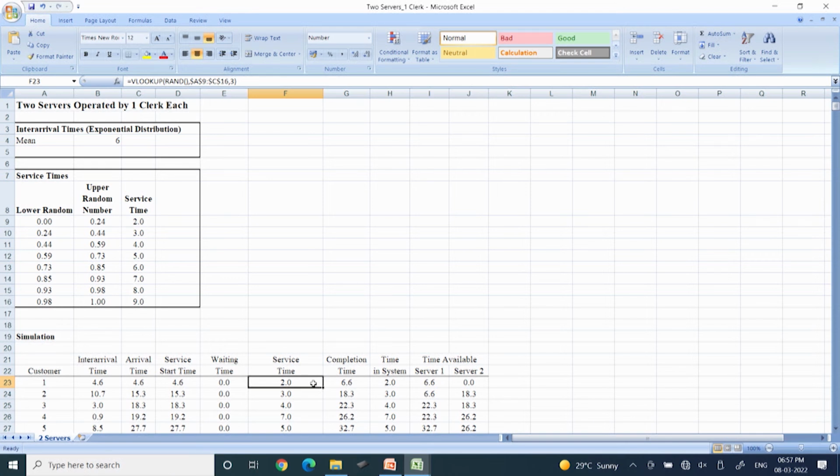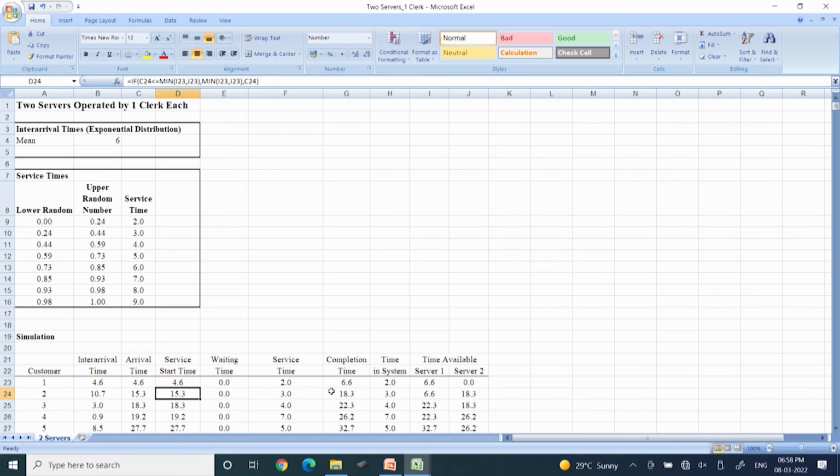So, completion time, time in system and time available for server 1. Because we have the assumption that customer 1 will enter server 1. Now, look at the second customer. The second customer's inter arrival time is 10.7, and his arrival time is 15.3. Because server 2 is already free, he will enter the system for getting the service. So, there is no waiting time.